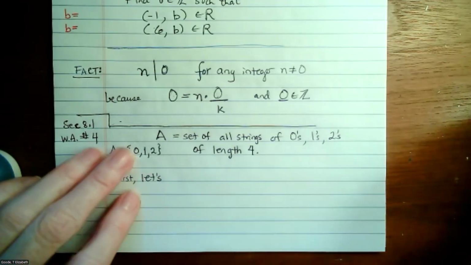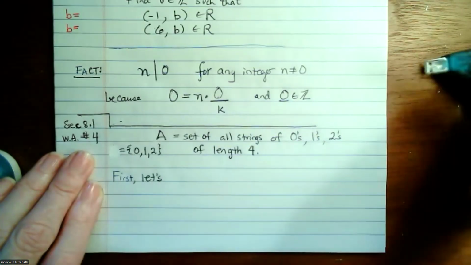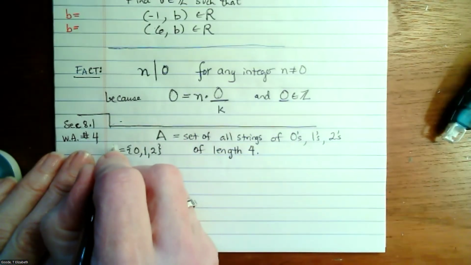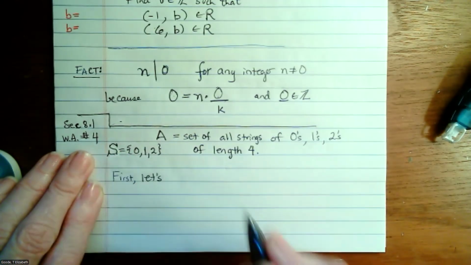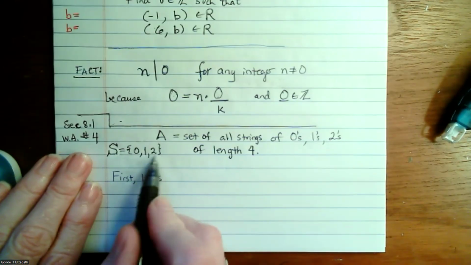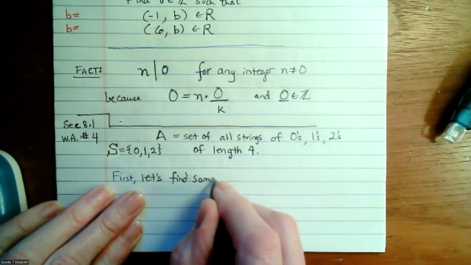They're calling A the set of all strings. I hate that, because it should be S is the set of all strings, and then the alphabet is A, but they called A the set of all strings. Okay, so it's over this set. Let's find some strings in A.